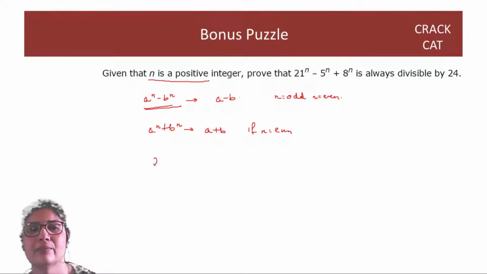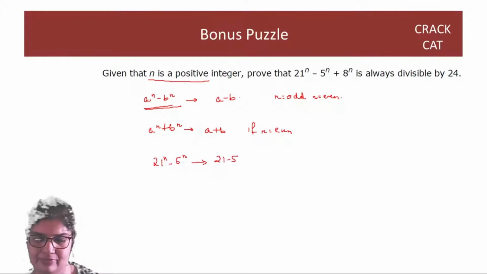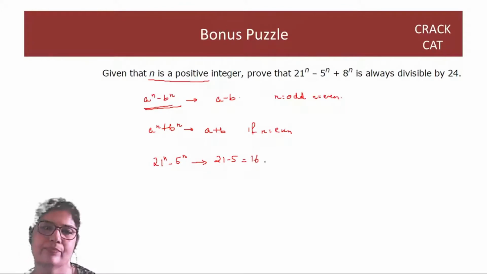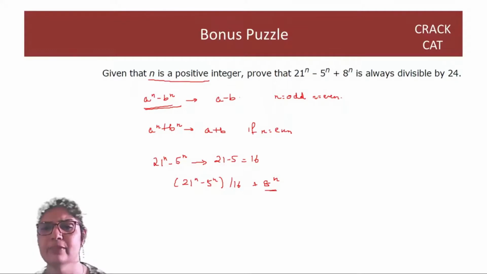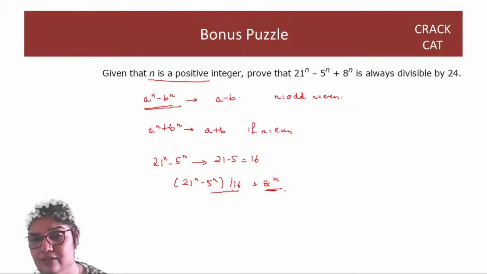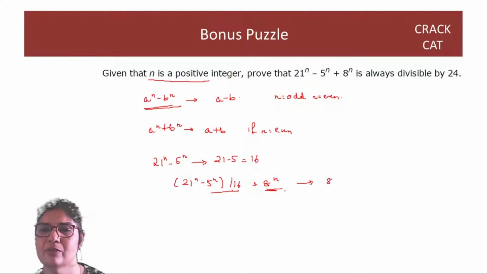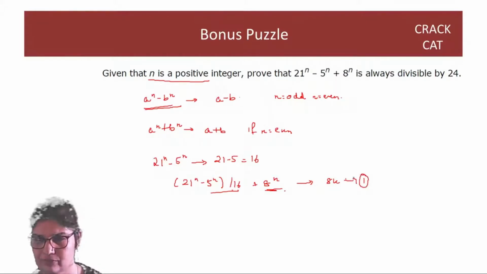Great. Let's pick up the first possibility for a raised to n minus b raised to n. This is divisible by 21 minus 5, which is 16. So we have part of the expression divisible by 16. And then the other part is also divisible by 16, but at least it's definitely divisible by 8. So I have 8 here also, I have 8 here also. That means this whole expression is a multiple of 8. So this is the first part. It's a multiple of 8.